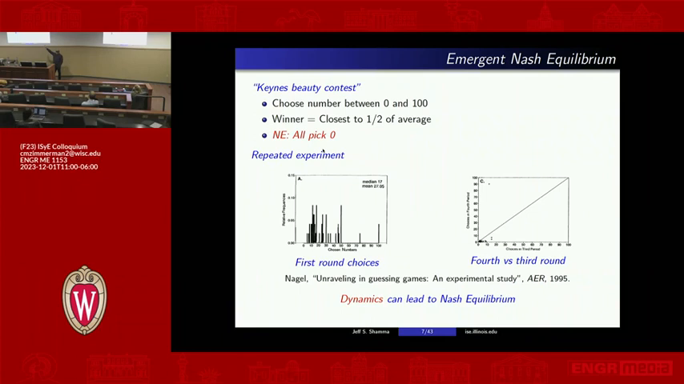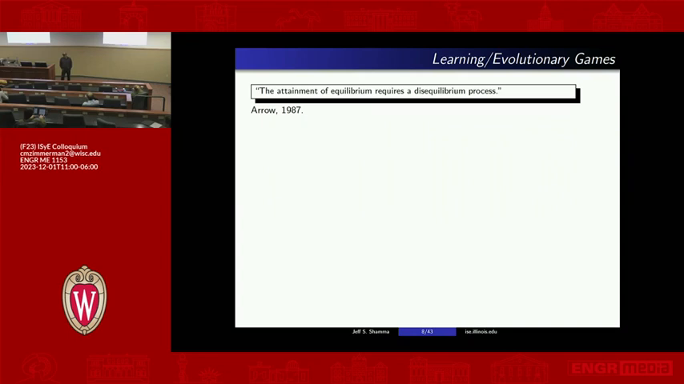This is now the fourth round versus the third round. If it's below the diagonal, what does it mean? It means that people's fourth round choice was smaller than their third round choice. We still have our friend who's not cooperating, but you see everyone's choices are now drifting towards 0. Although 0 didn't appear in the first go, through repeated interactions we see a drift towards 0. So we didn't see Nash equilibrium, but dynamics can lead to Nash equilibrium, and that leads to the field of learning and evolutionary games. So here's a quote from the famed economist Arrow.